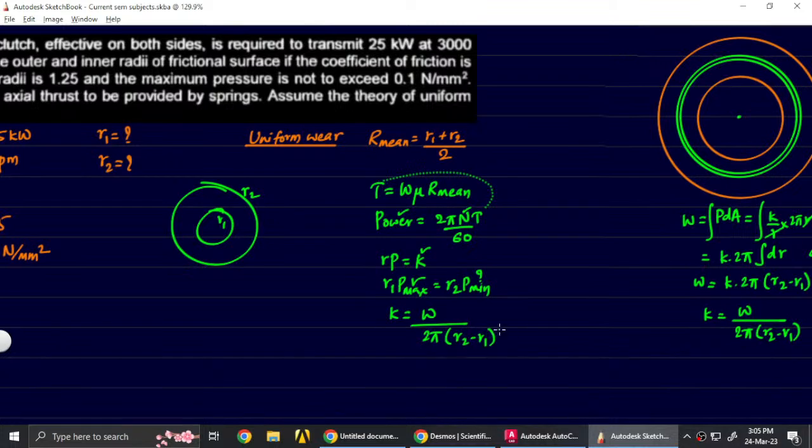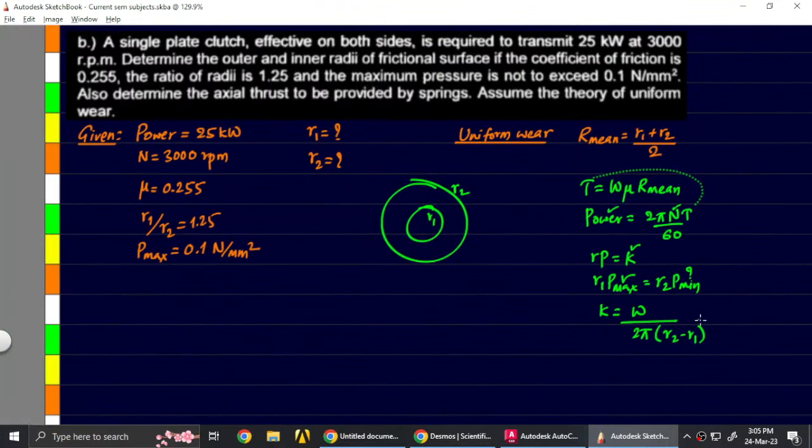So now here we get another relation for R1 and R2. Utilizing this and the ratio R1 by R2, I think we'll be able to find R2 and R1 both. So we'll have to go by this order. Okay, let's start solving it. We have to solve, of course, in reverse direction.